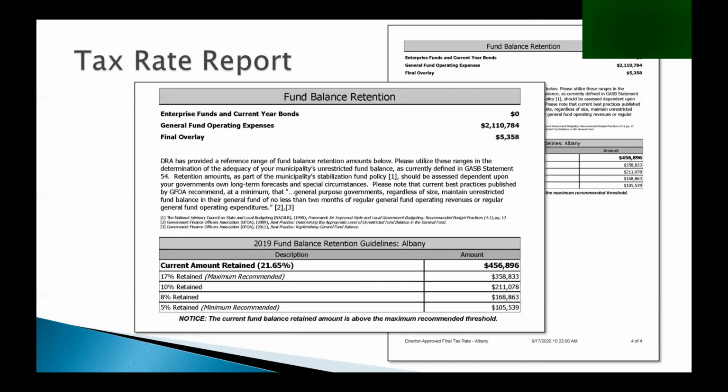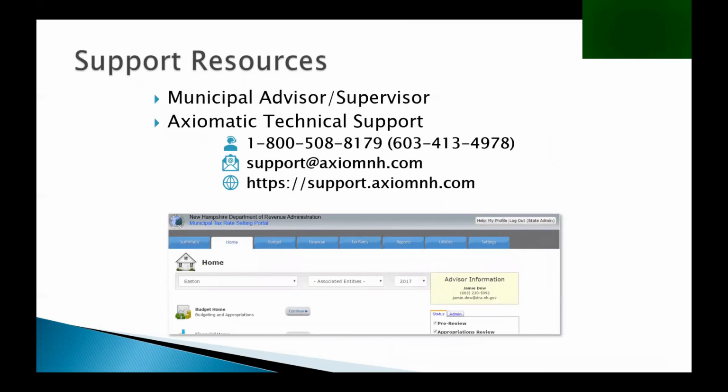If one of your associated school districts had adopted, I think it's RSA 198:4, and they had a retained fund balance, you would see it in a table below your information here. So that won't apply to every school district, just those that have adopted that particular RSA.